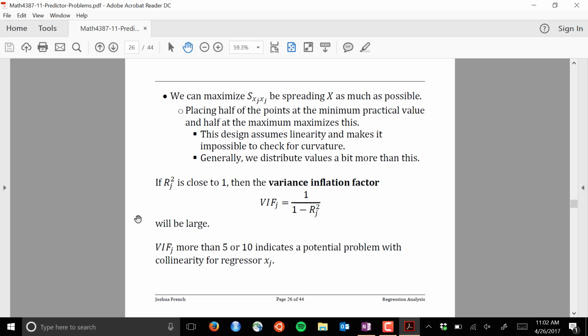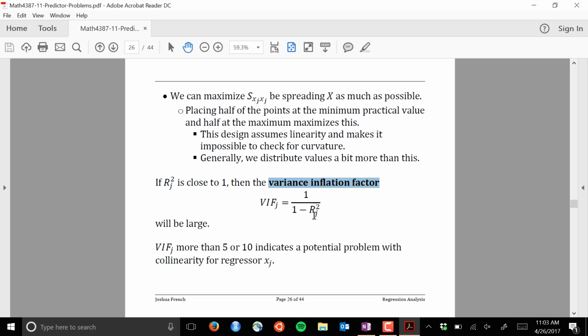So, practically speaking, what this means is that if we want to reduce the variance of our estimated regression coefficients, then we want 1 over 1 minus rj squared to be relatively small. And so what we're going to do here is define something called the variance inflation factor. The variance inflation factor for the jth regressor is going to be 1 over 1 minus rj squared.